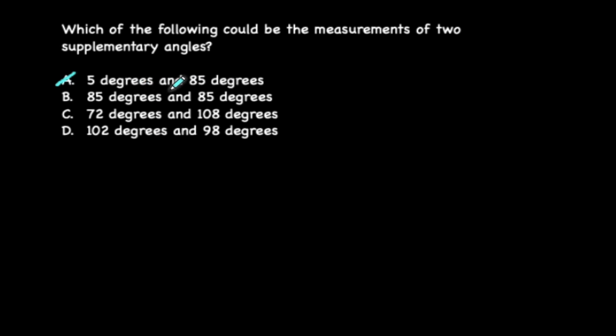Okay. And then we have 85 plus 85. So that's not correct. That's equal to 170, I believe. Let me see, 10, 16, 17. Yep. So that's incorrect. And then we have 72 and 108 degrees. Bingo, this is correct because we have 72 plus 108, which equals 180 degrees. And then D is not the correct answer because 102 degrees plus 98 is exactly 200. Okay, so answer choice C. All right, let's go ahead and move right along.